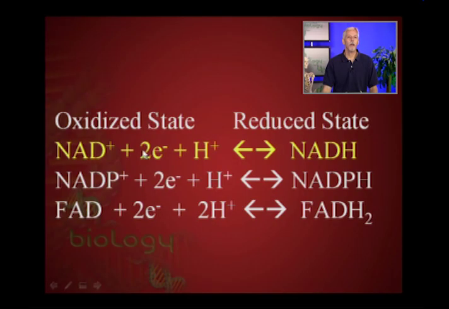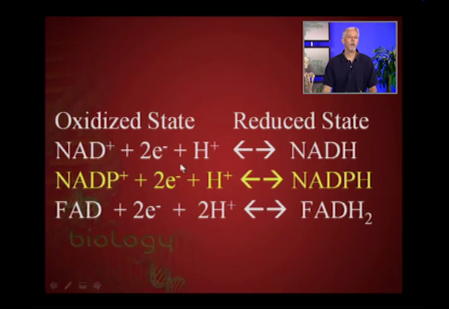Now, these are electron carriers. NAD will bind 2 electrons and a hydrogen proton, and it will be reduced to NADH. That's the reduced state, and notice that the arrows go in both directions. NADH can transport those electrons to another location, give up the hydrogen and electrons, and be oxidized back to NAD. This is an important concept to understand: these electron carriers can be reused. They can transport electrons to one place and then give up those electrons in another place.